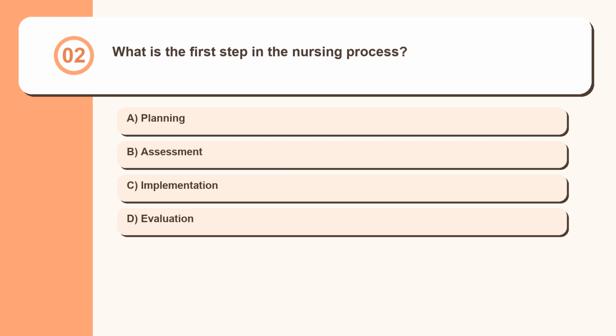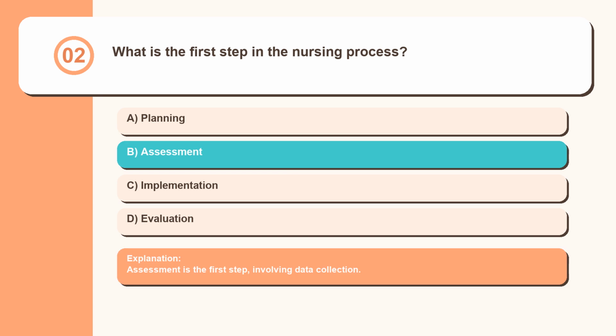Question 2. What is the first step in the nursing process? Planning, assessment, implementation, evaluation. Assessment is the first step, involving data collection.